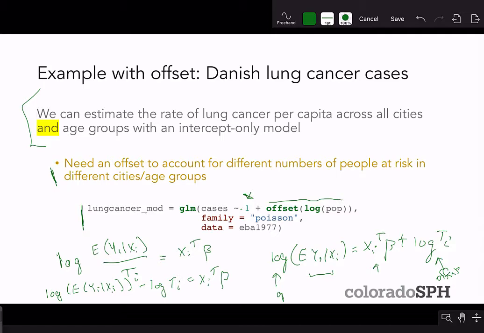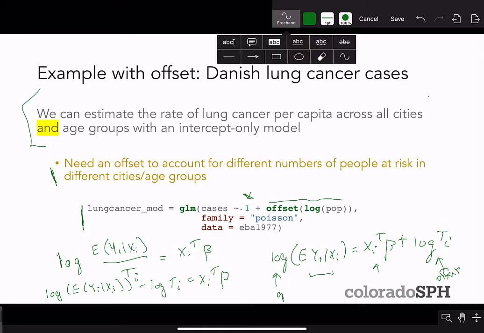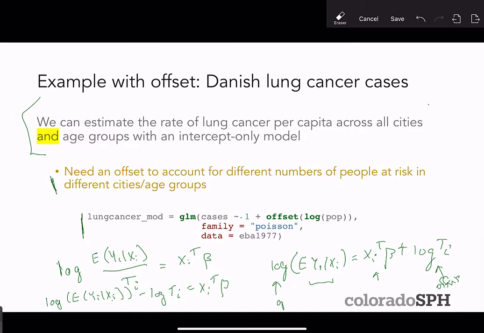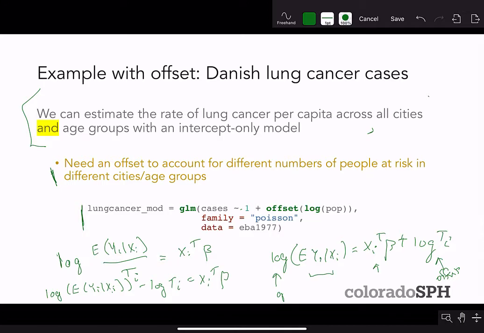So the way that you set that up in the GLM function in R is, okay, we have our outcome, that's our counts here. We set that up with y against, in this case, 1 because we just want an intercept. We're not adding any covariates. And then the offset is log of the population.